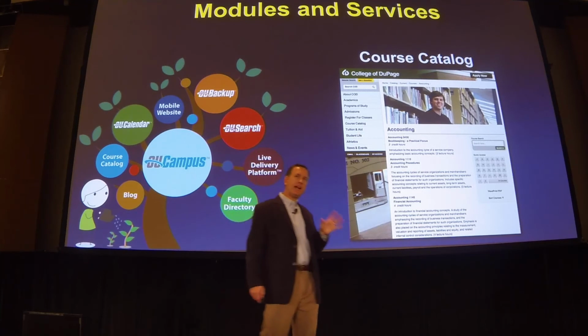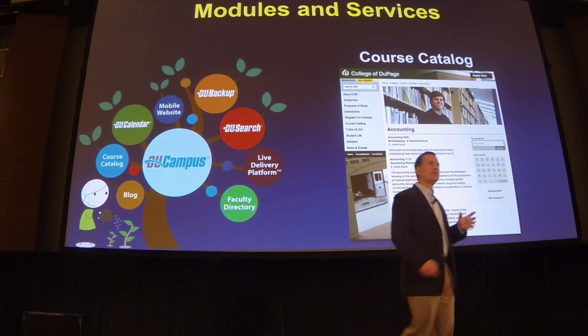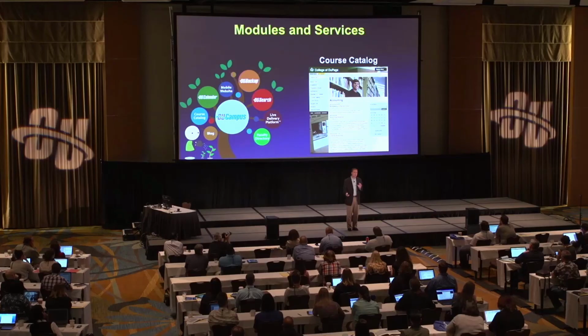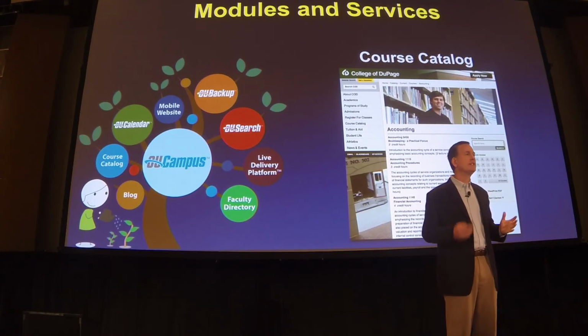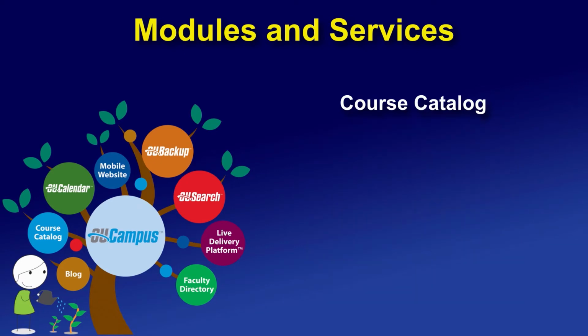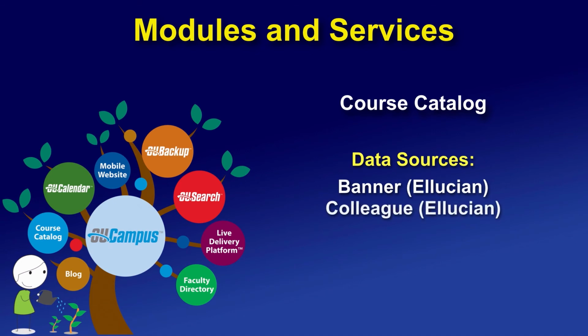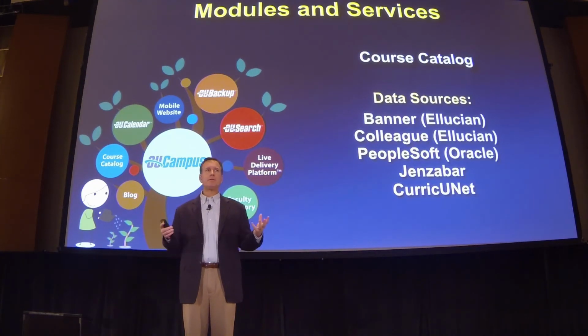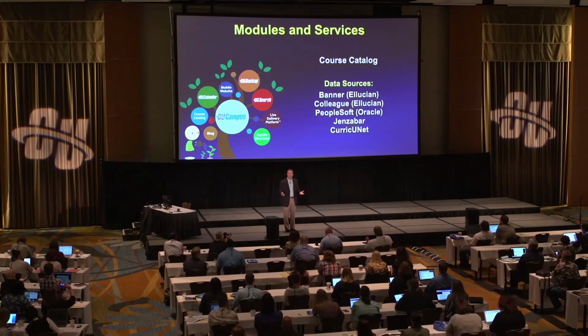Now, the thing that's a challenge about the course catalog is you can just dump something out of a database and look at it, if you can get that data. But we've figured out how to connect that in to the OU Campus experience so that you can blend in all sorts of additional content with that. And we can connect into a variety of data sources, including Banner from Ellucian, Colleague, now part of Ellucian, PeopleSoft from Oracle, Jenzabar and CurricUNET. So all of these we've figured out how to do because we've worked with you, and we can do these quickly and easily now for all of you.